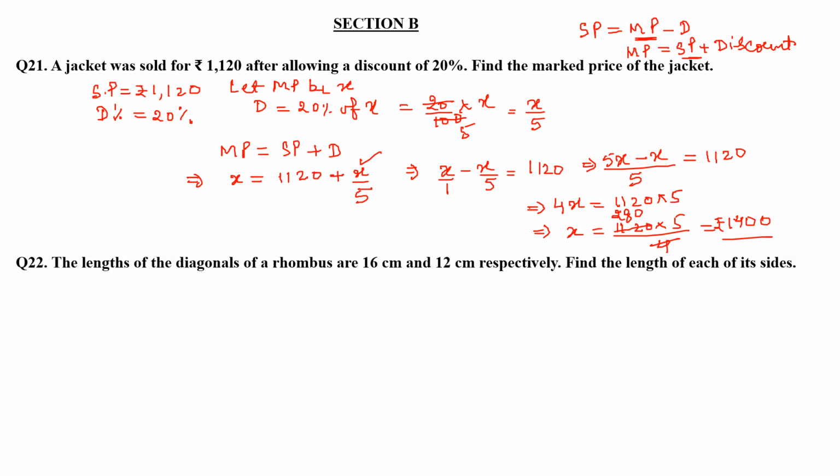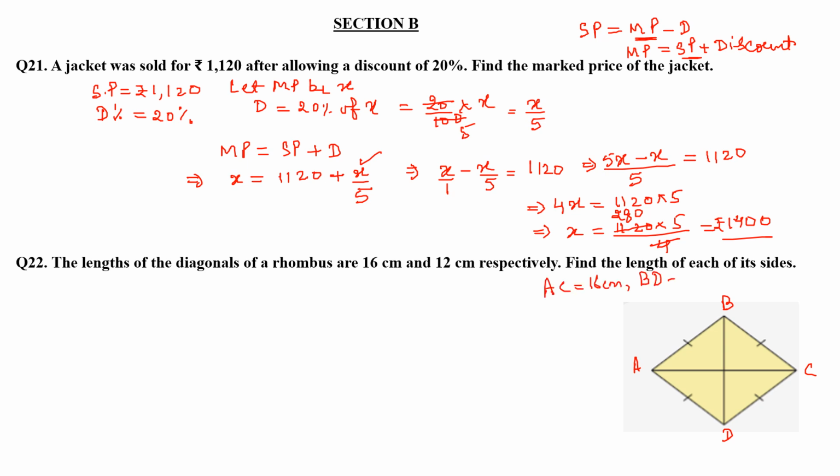So question number 22 says that the lengths of the diagonals of a rhombus are 16 centimeter and 12 centimeter respectively. Find the length of each of its sides. So this is my rhombus. The diagonal measures are 16 and 12. So I'm going to name it A, B, C, D. I am taking AC as 16 centimeter and BD as 12 centimeter.